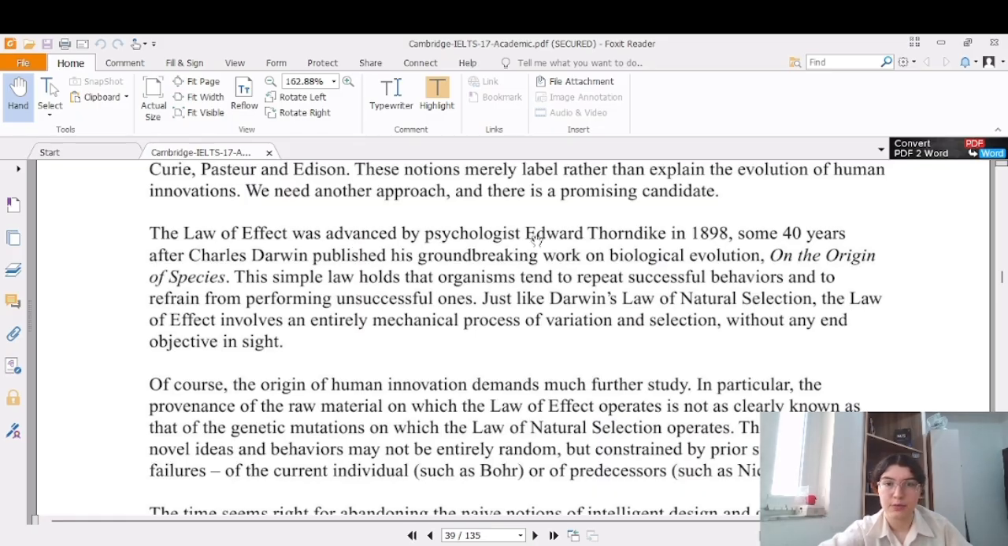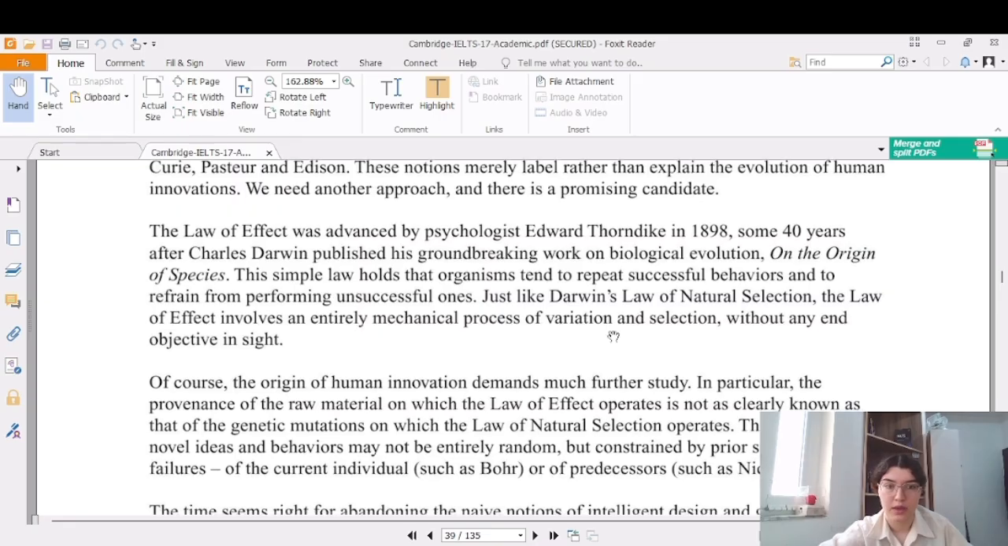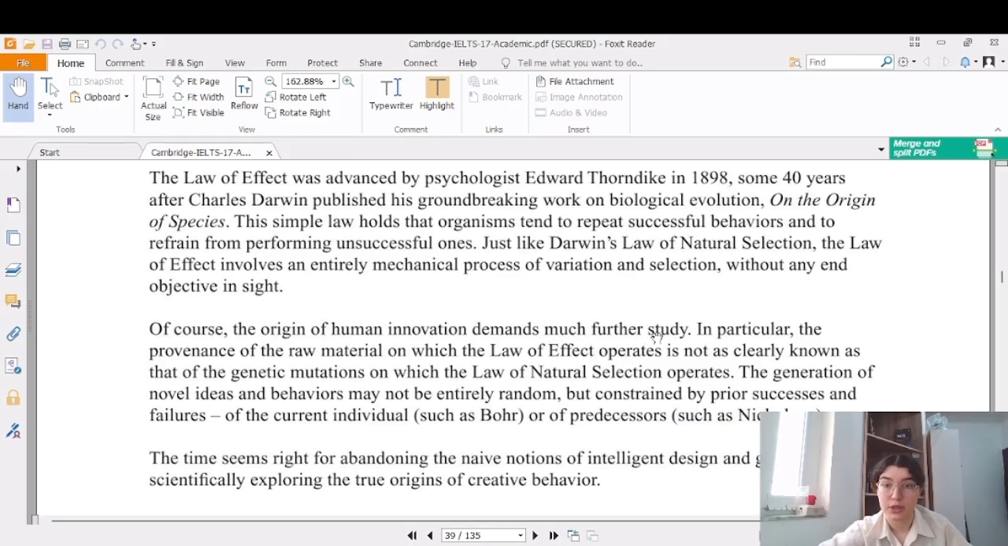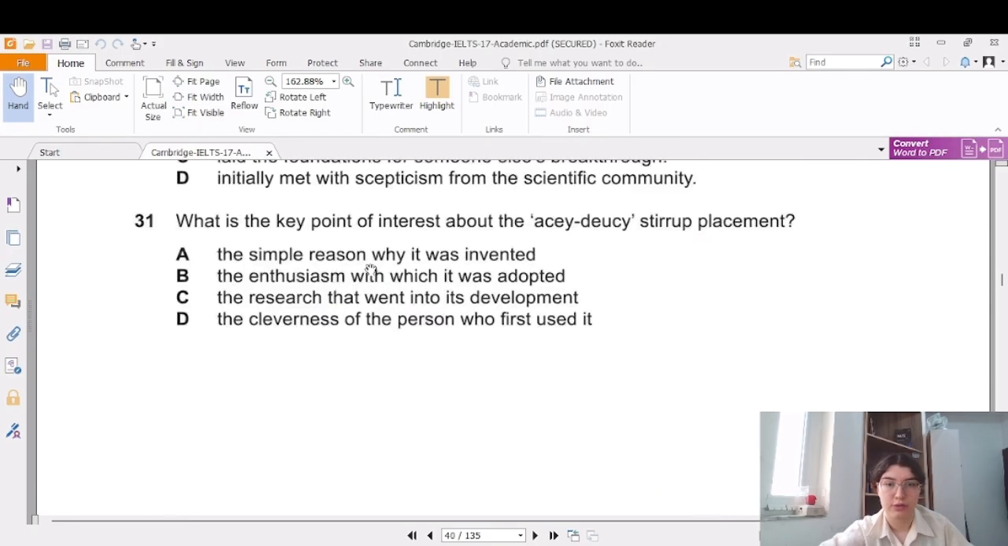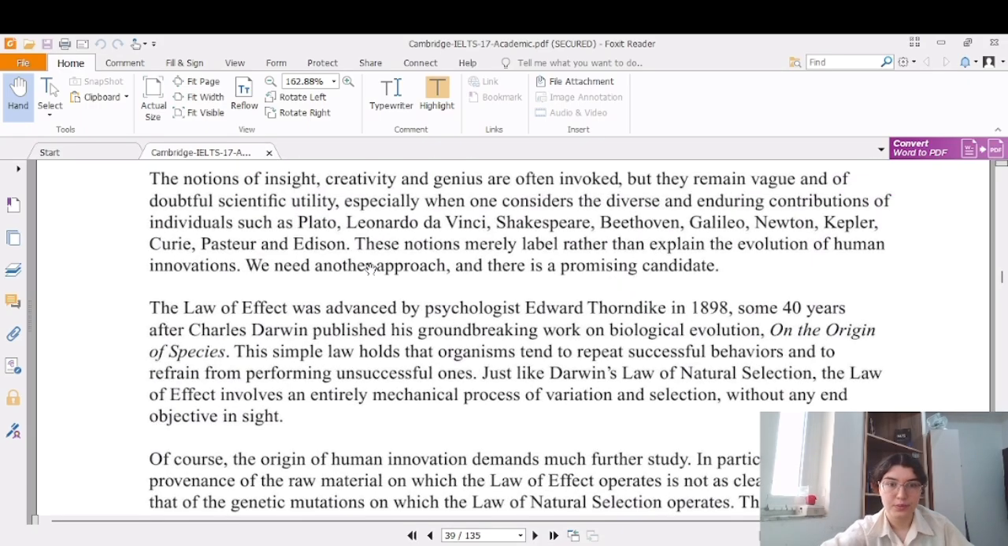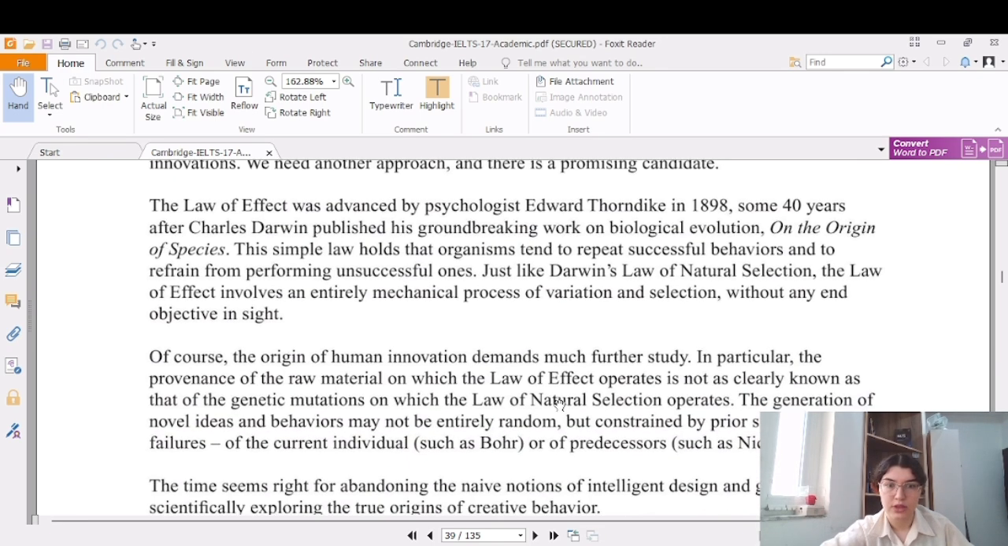The law of effect was advanced by a psychologist 40 years after Charles Darwin published his groundbreaking work. The simple law was that organisms tend to repeat successful behavior and refrain from performing unsuccessful ones. The law of effect involves an entirely mechanical process of variation and selection without any end objective in sight. Of course, the origin of human innovation demands much further study. So the law of effect actually doesn't explain that. And the question says it was discovered at a time when psychologists were seeking a scientific reason, looking for a reason why creativity occurred. So it doesn't mention when this law was discovered.